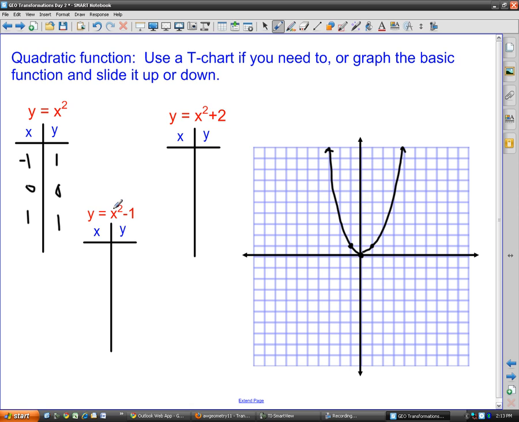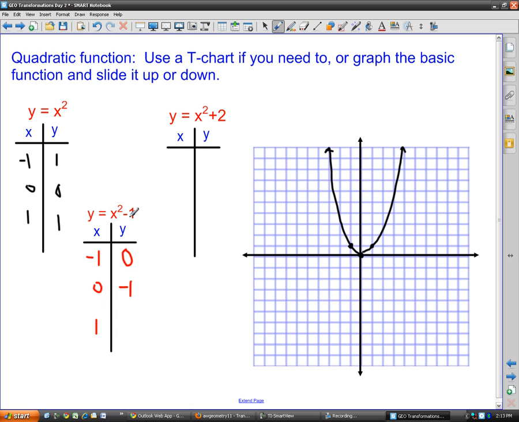So I'm going to try the next one. I'm going to use the same values going into my function. So if I put -1 into my function, I get -1 times -1, which gives me +1. +1 minus 1 will give me 0. If I put 0 in, 0 times 0 is 0, minus 1 gives me -1. And if I put +1 in again, +1 times +1 is 1, minus 1 gives me 0.